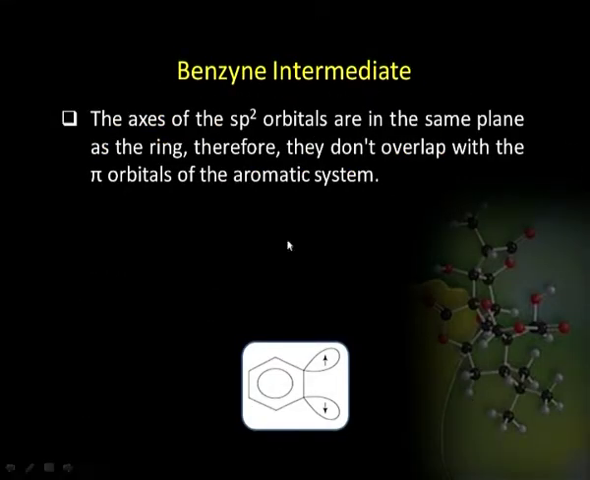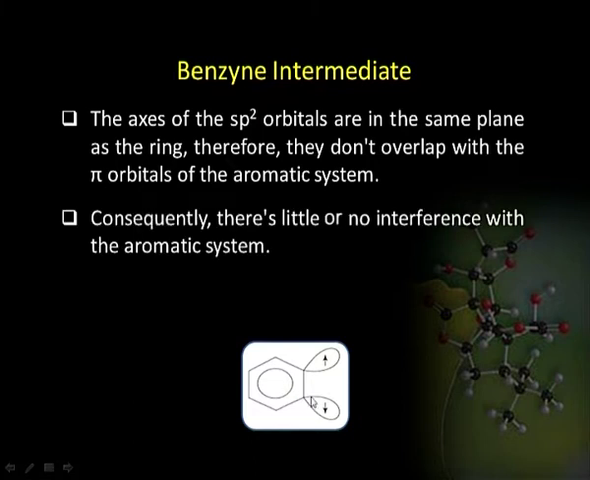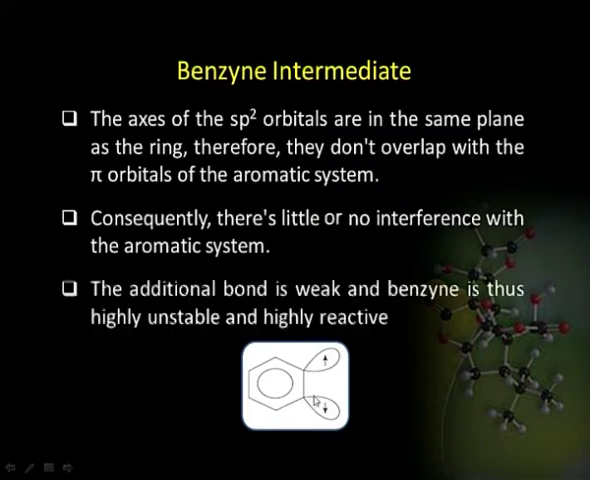So, looking at the structure of benzyne intermediate, we see that the axis of the sp2 orbitals are in the same plane as that of the ring. Therefore, they cannot overlap with the pi orbitals of the aromatic system. Consequently, there is little or no interference with the aromatic system. The additional bond is very weak and the benzyne is highly unstable, therefore, it is very reactive.